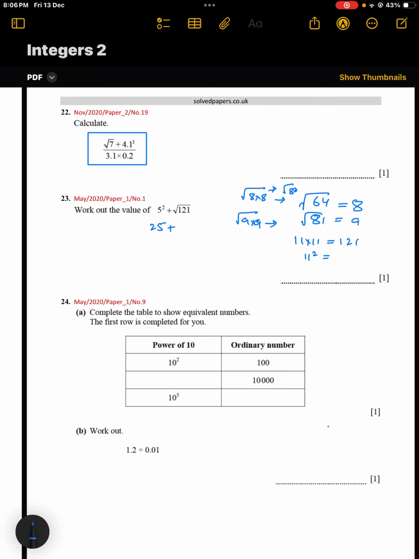This means this is equal to this, but when it comes under the root, this gives us only 11. So 121 can be written as 11 squared under the square root, and the square root will get cancelled with the square. We can only have 11, and 25 will be 36. So 36 will be the answer.